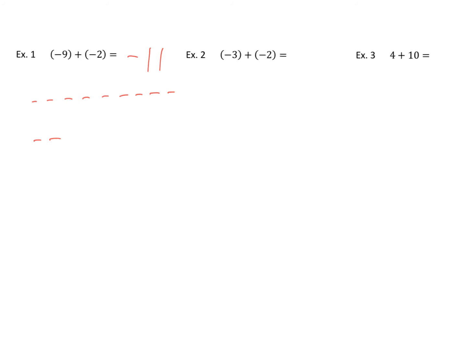Negative 3 plus negative 2, same signs, we add them. 3 plus 2 is 5. And since they were both negatives, we make it negative 5. Example 3, 4 plus 10, they're both positive. We add them. 4 plus 10 is 14. It'll be positive because they were positive numbers.